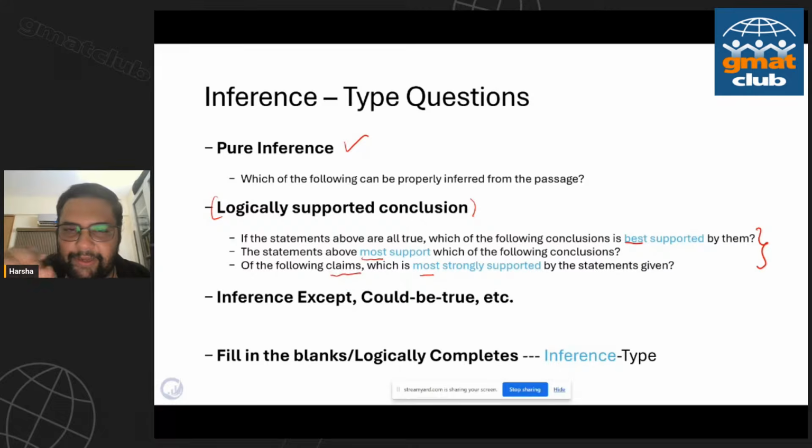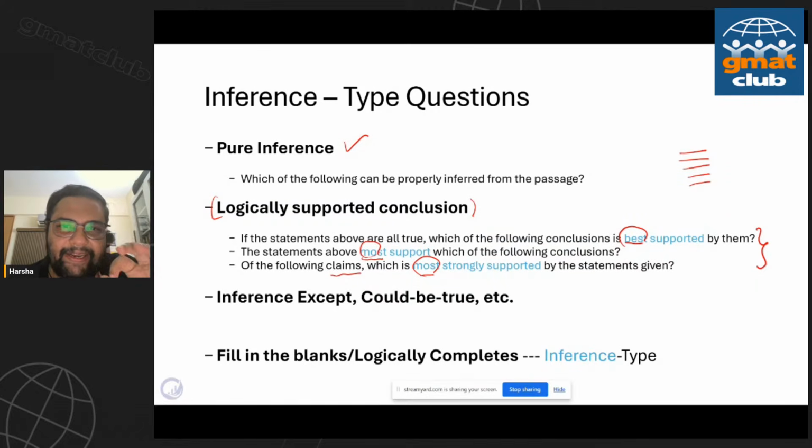Now, here's what I really want you to understand here. You notice all these words like best and most. They're there for a reason. They're telling you that, as far as this question is concerned, there are 5 answer choices. Find that one choice that is most well supported by the information. So as you can see, it's slightly less strict than inference is, but it's still under the inference bucket.